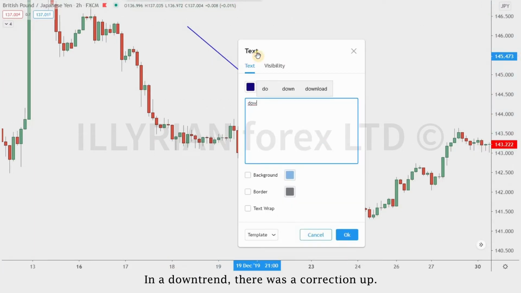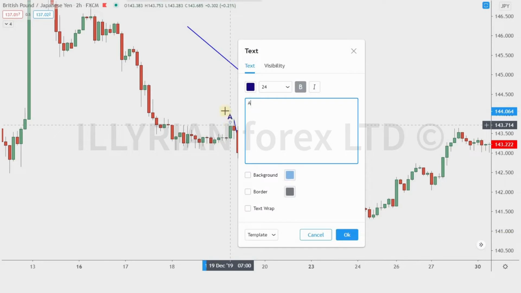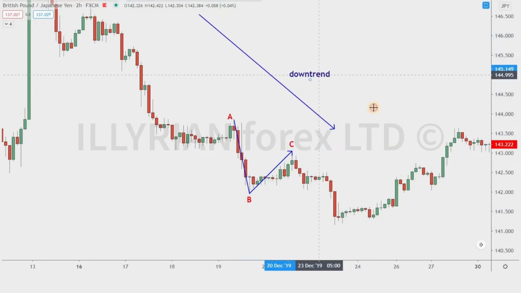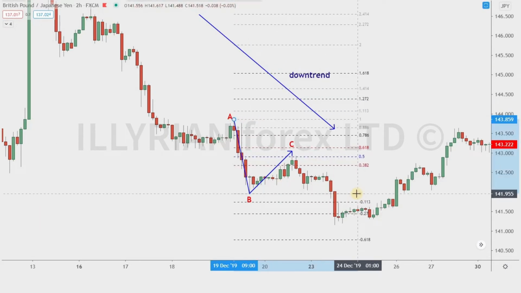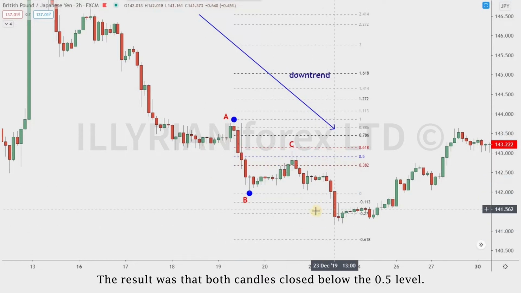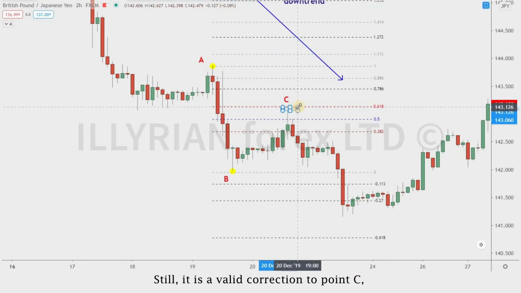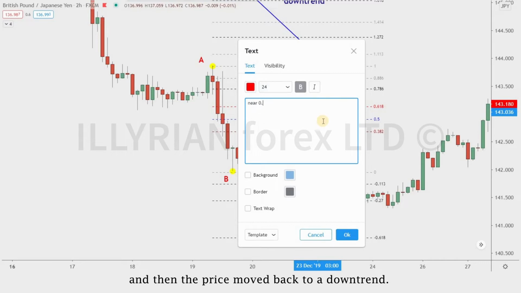In a downtrend, there was a correction up. The price looked as if it would move up to 0.618 retracement level, but it did not happen. The result was that candle closed below the 0.5 level. Still, it is a valid correction to point C, and then the price moved back to a downtrend.